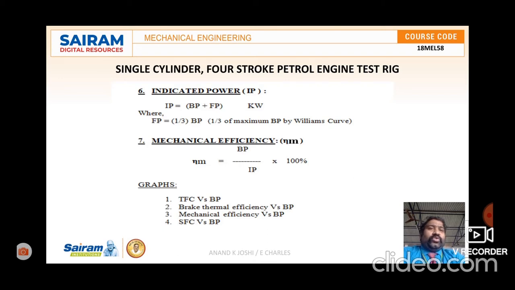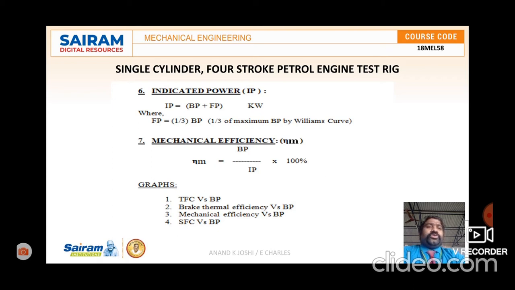To calculate the indicated power, we have an equation: indicated power is equal to brake power plus frictional power. We know the brake power, but we don't know the frictional power. So how can we calculate this frictional power? The frictional power is taken as a maximum of 1/3 of the BP, and that will be considered as the FP. That is based on the Willans line method, and these values will be obtained from the maximum brake power. We take 1/3 of the brake power to get the FP. If we add FP and BP, we get the indicated power, in kilowatts.